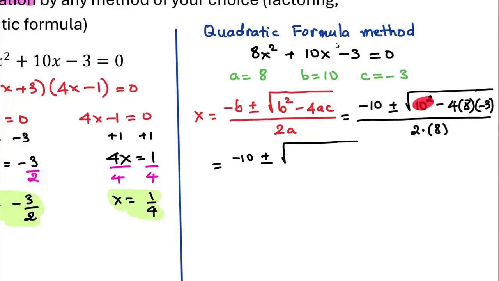So let's see, 10 squared will be 10 times 10, and I get 100. All right, next, I have a negative right here. With that negative it becomes a positive. And then I get 4 times 8 times 3. What is that? So I have 4 times 8 is 32, and 32 times 3, what is it? Is it 96? Divided by 16.